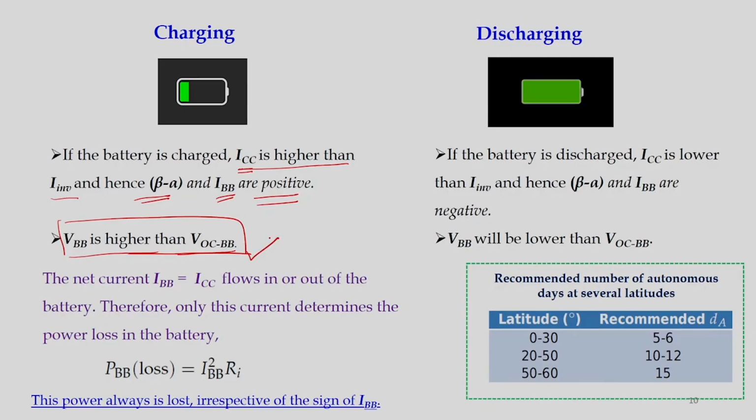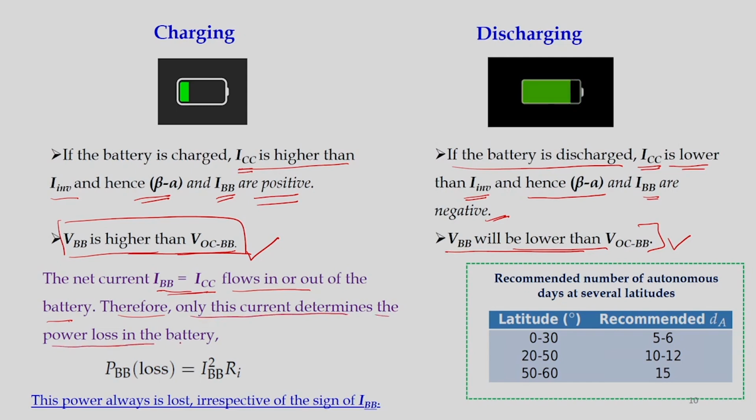In case of discharging, if the battery is discharged, that is ICC is lower than I inverter, then beta minus alpha and IBV are negative. So, this VB will be lower than VOC. This is the condition at which VB is lower than VOC. So, the net current IBB and ICC flows in or out of the battery. Therefore, only this current determines the power loss in the battery.